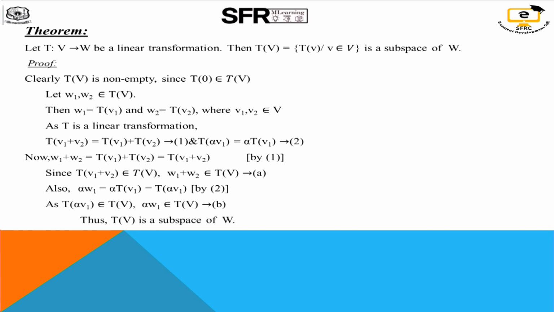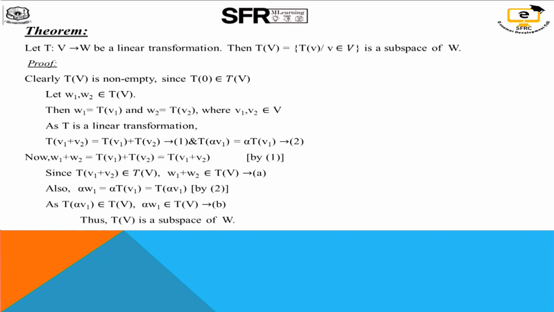Similarly, alpha W1 can be written in the form alpha T of V1 by condition 2, that can be written as T of alpha V1. Now small v1 belongs to capital V. Since V is a vector space, clearly alpha V1 belongs to V. So T of alpha V1 belongs to T of V. So we say that alpha W1 belongs to the set T of V.